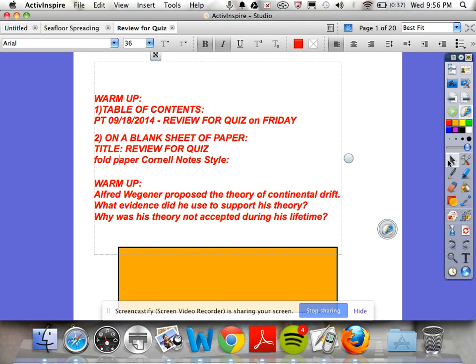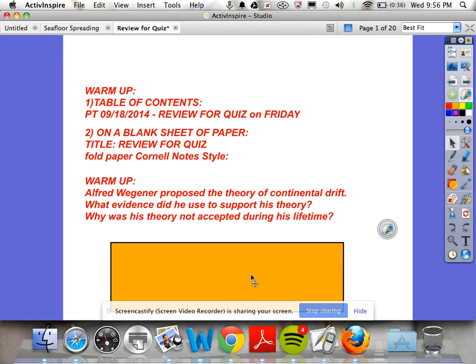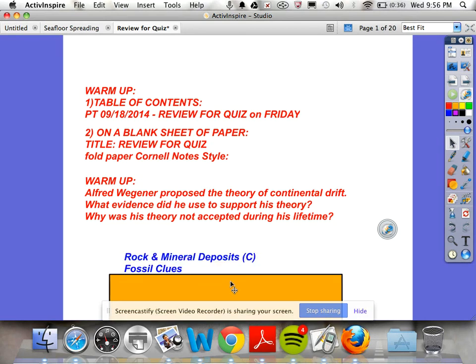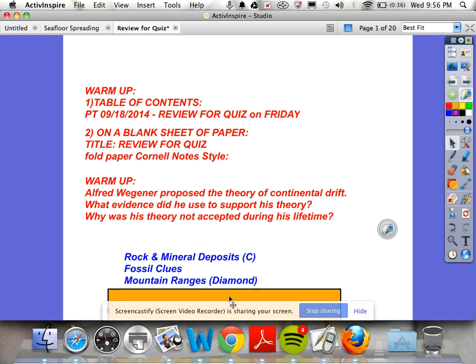Okay, the time is up. So, can anyone answer this question? We know that Alfred Wegener used rock clues, fossil clues, mountain ranges, the puzzle-like fit of the continents, and climate clues to help support his theory of continental drift. And why was his theory not accepted during his lifetime? That's right. It was because he could not explain how, when, or why the continents moved.